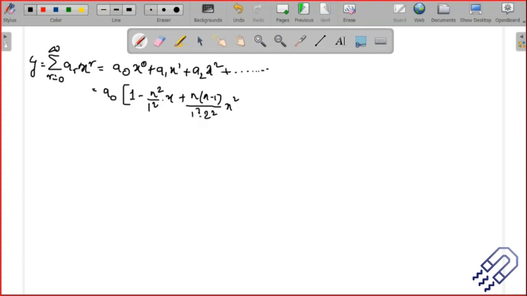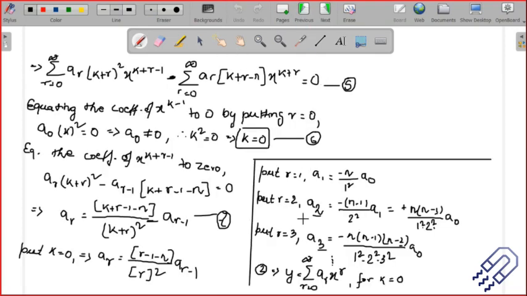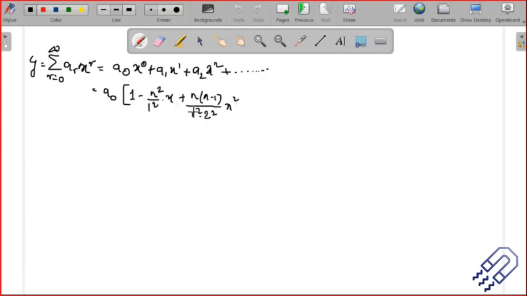A1 equals minus n a naught. Did I miss something? Let me check. We have got minus n divided by 1 square, right? What I've written here is minus n, only n, right? That is not n square, obviously. This is n into n minus 1 and so on. I think this is correct now.